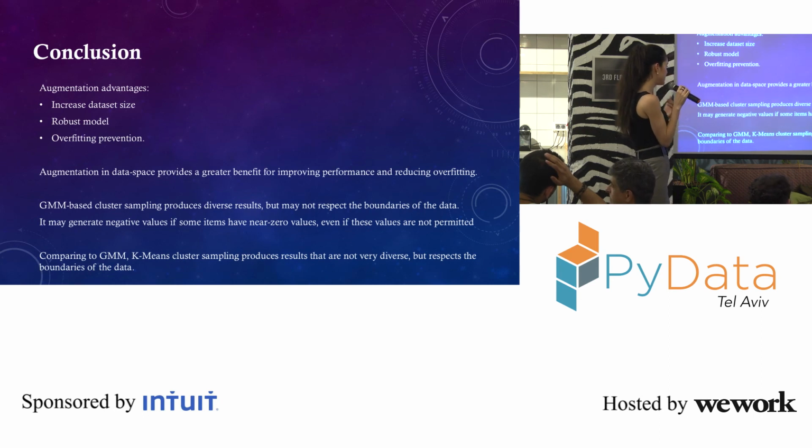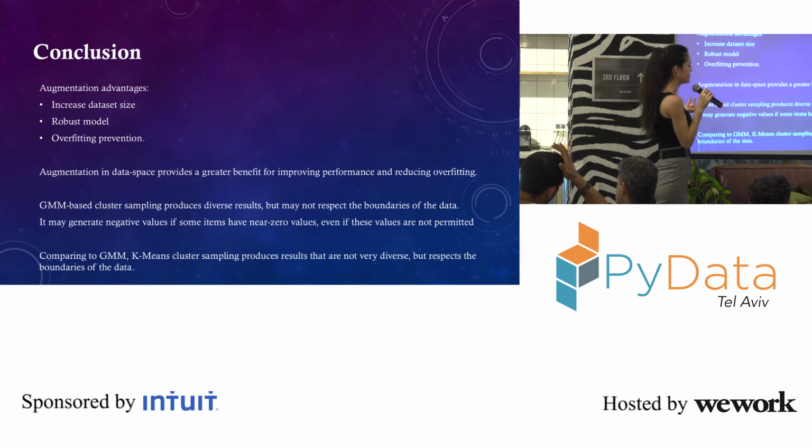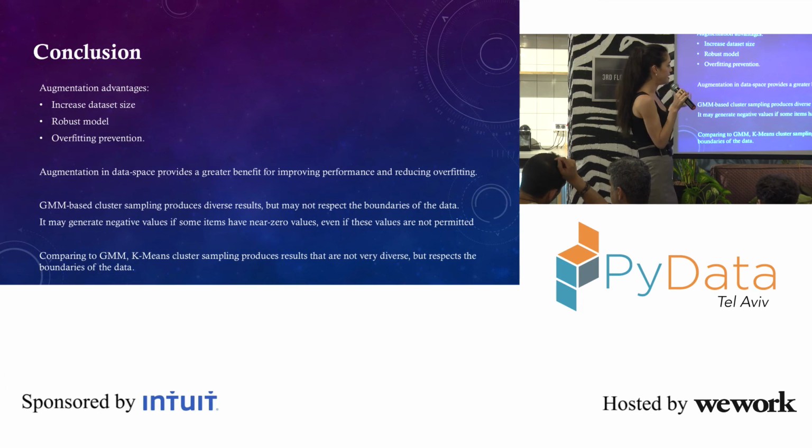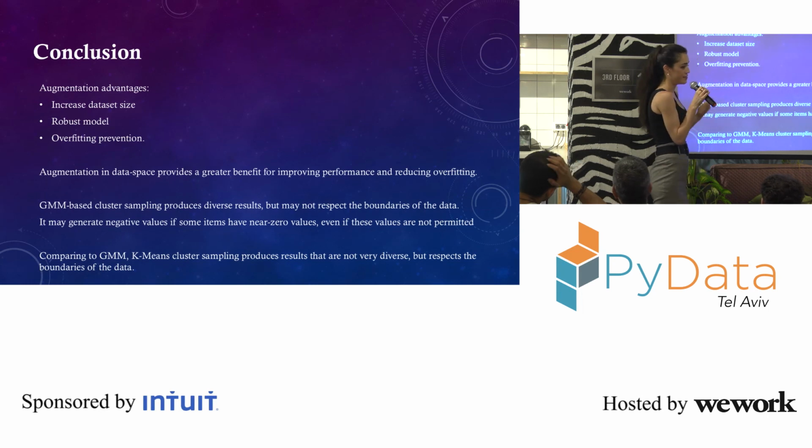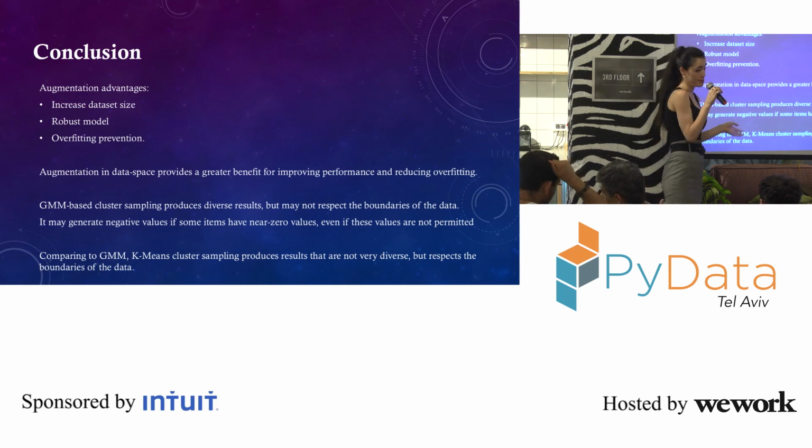The GMM-based clustering model produces diverse results. It might be tricky because sometimes you get values which are not predicted, if you have values that are near zero. If I compare it to k-means, you might get sampling that produces results that are not as diverse as the GMM-based algorithm. However, the boundaries of the data are respected.